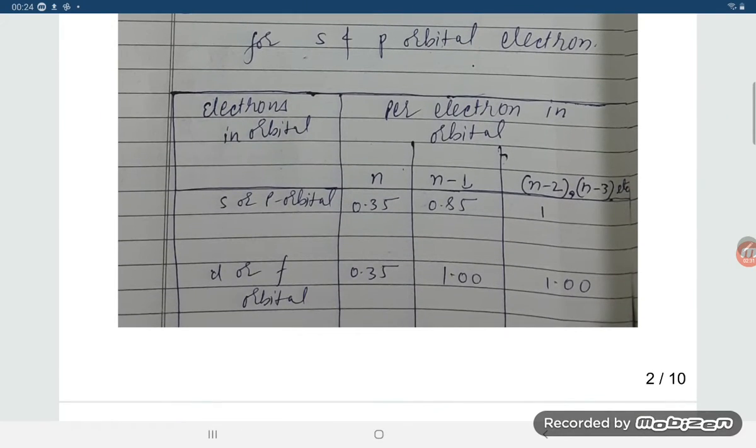So for s and p electrons, the sigma value for the nth orbit, not orbital students, better to say orbit, is 0.35, for n minus 1 it is 0.85, and for n minus 2, n minus 3 it is 1. For d and f orbitals, the n value is 0.35, and the rest are 1 and 1.